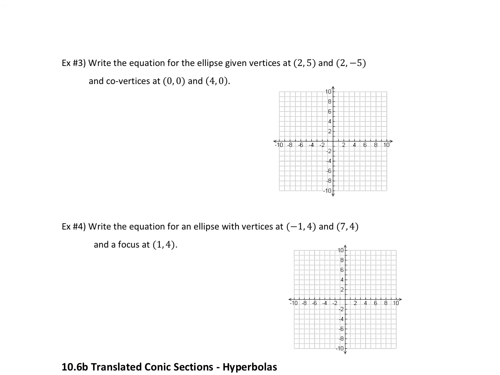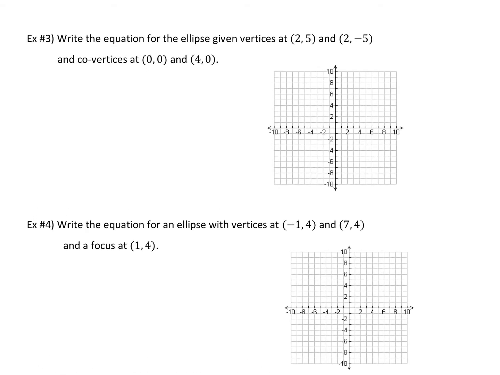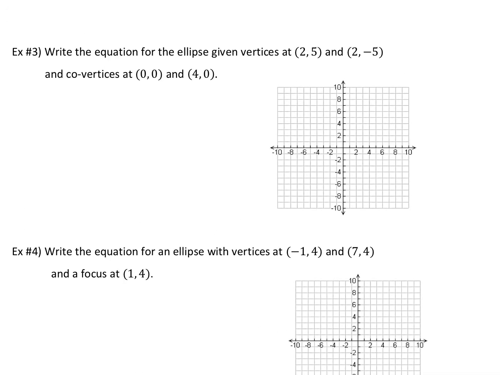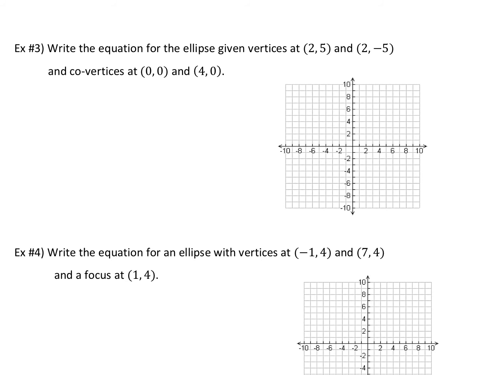All right, so this says write the equation for the ellipse given vertices at 2, 5 and 2, -5 and co-vertices at 0, 0 and 4, 0. Okay. I feel like these ones are a little bit easier. So if those other ones were challenging for you, give these ones a chance. Vertices at 2, 5. So you're going to plot 2, 5. That's one vertex. And 2, -5. That's the other vertex.